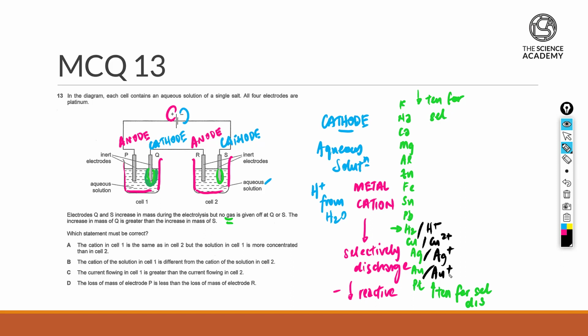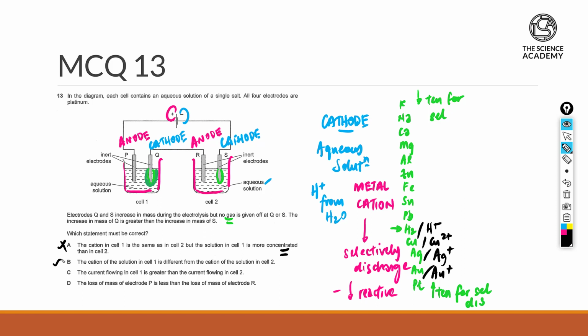So in A, I will say that this is not a consideration factor to say that both of them are the same, and we should not have even used concentration as a means of talking about selective discharge, because concentration is more towards the domain of anode selective discharge. For part B, it was suggesting that the cation in cell 1 and 2 is actually different.